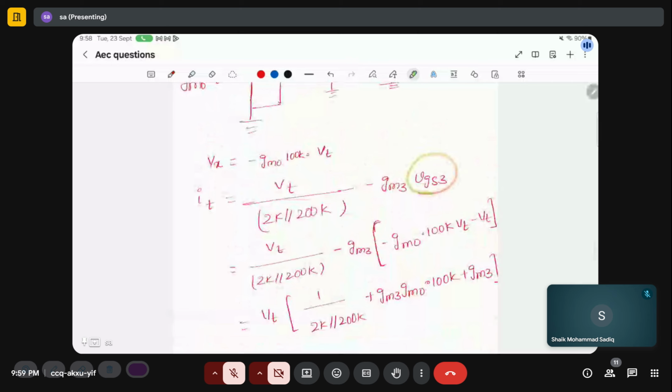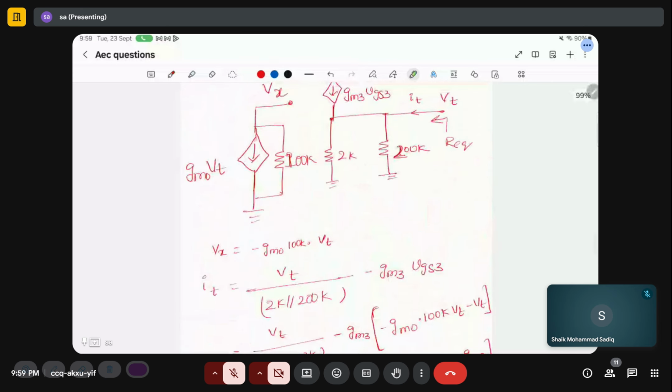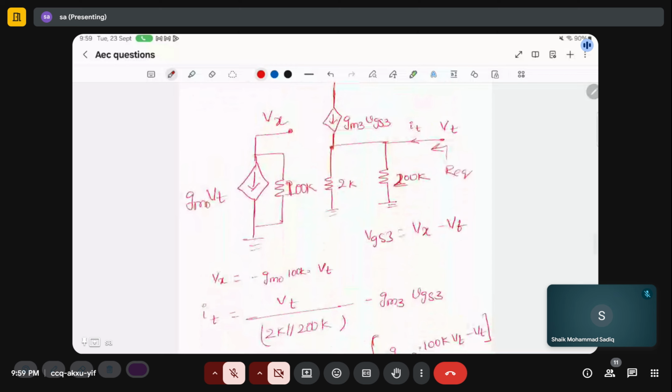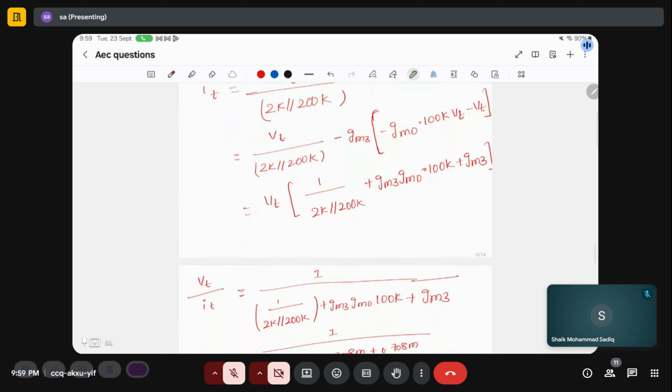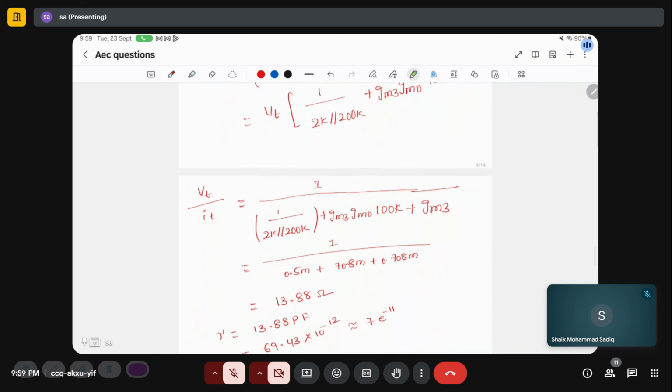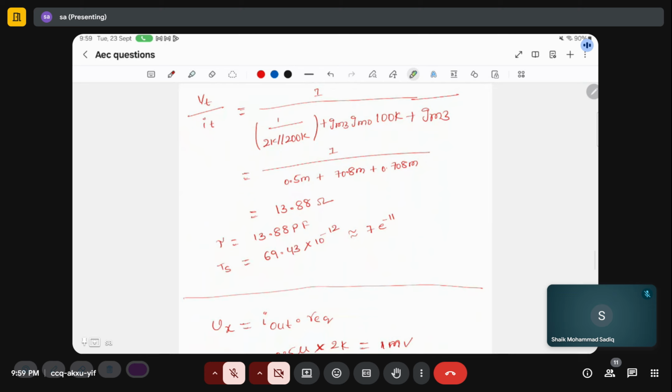So in place of VGS3, you can put Vx minus Vt. You can plug this value in place of Vx, which is nothing but gm naught into 100K into Vt, minus Vt. If you put the terms together, you will get Vt by It, which is nothing but 13.88 ohms.